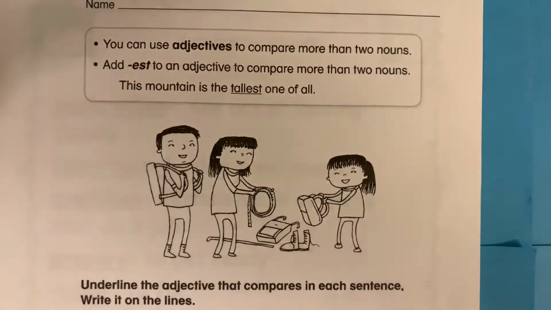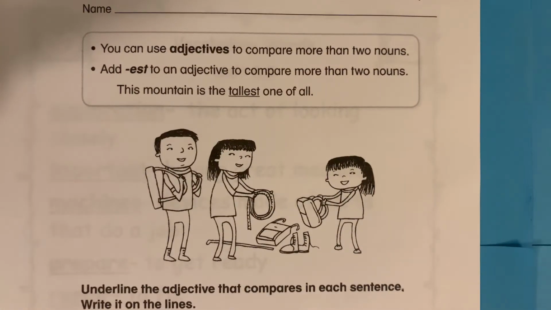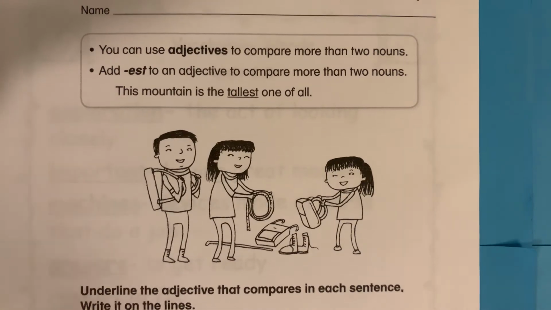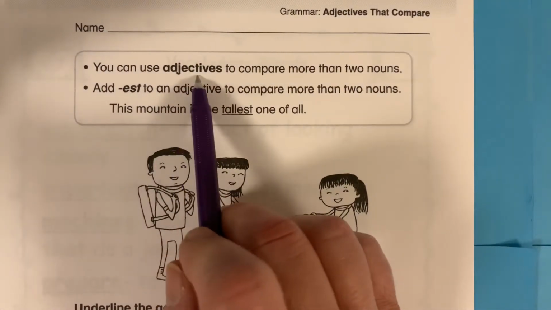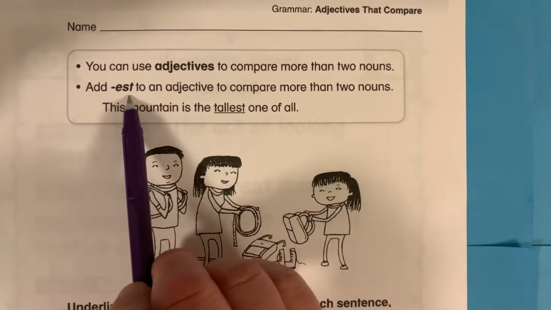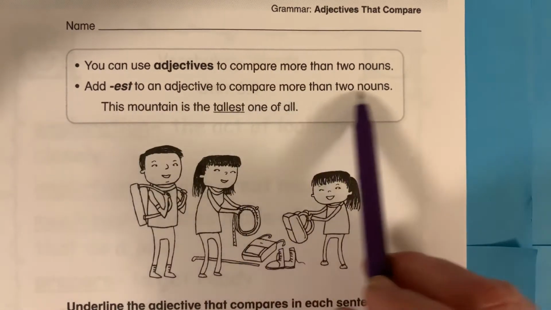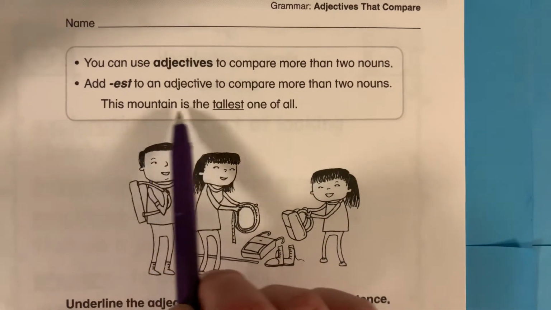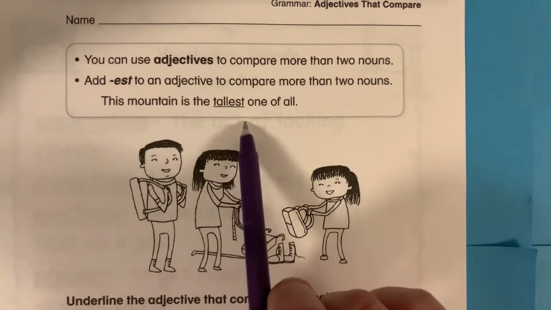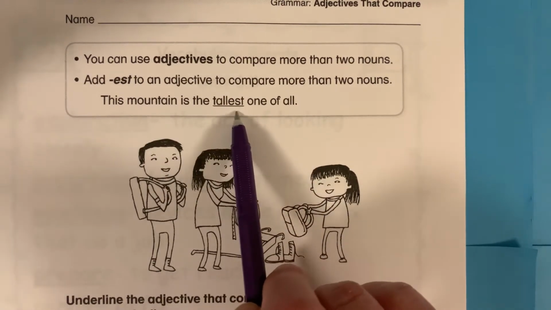Next, we'll talk about adjectives. Yesterday we talked about the fact that adjectives can compare 2 nouns, and then you put ER at the end of the adjective. But this time we're using adjectives to compare more than 2 nouns, 3 or more. You add EST to an adjective to compare more than 2 nouns. This mountain is the tallest one of all. When you're comparing more than 2 things, you say est at the end.